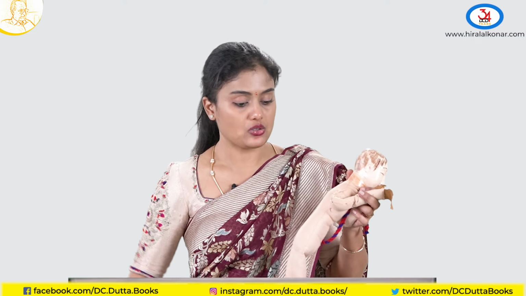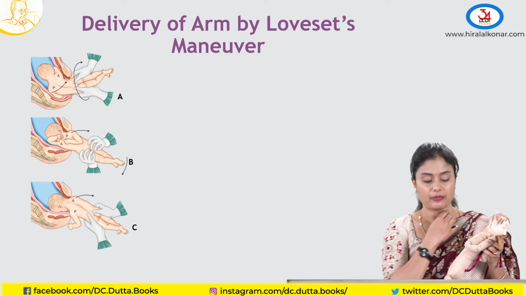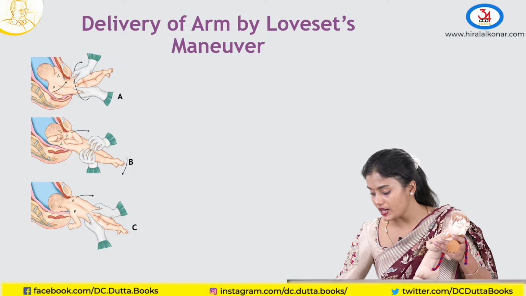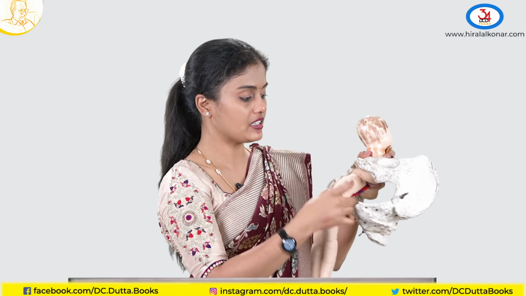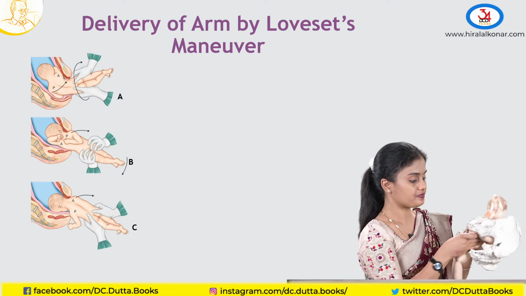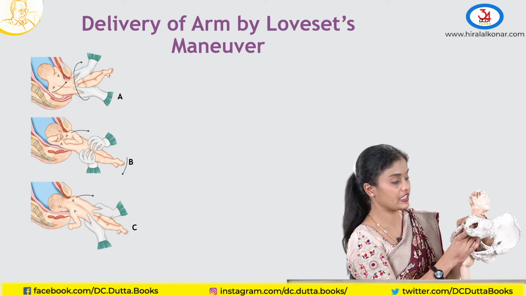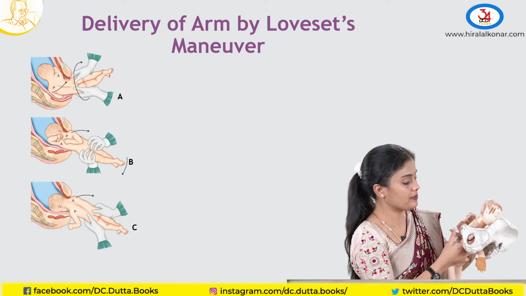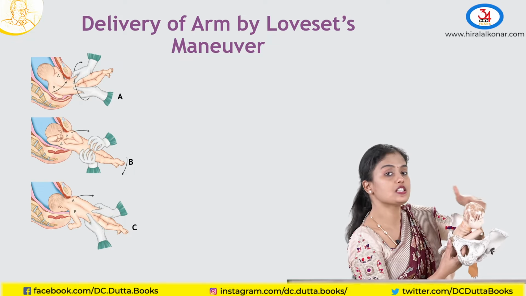So now that you have diagnosed that the hands are extended, you want to know how to deliver the baby's head. This is by Lovesett's maneuver. See what happens if this is the pelvis, and you have delivered until the shoulder. Now the shoulders or the arms have got stuck. If it hinges behind the pubic symphysis and is not getting delivered because of extended arms, then what should you do? You should see the pubic symphysis is always lower than the sacral promontory, and in the sacral fossa the space is more.